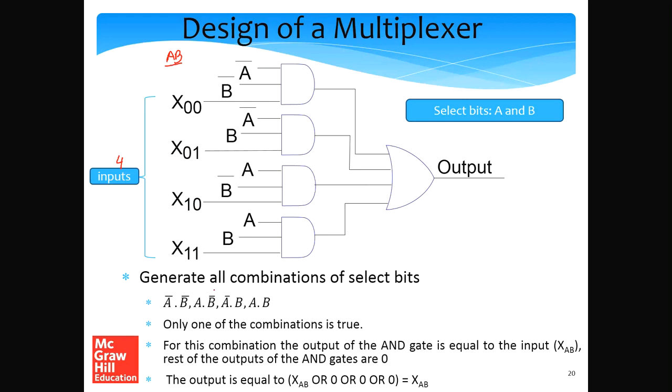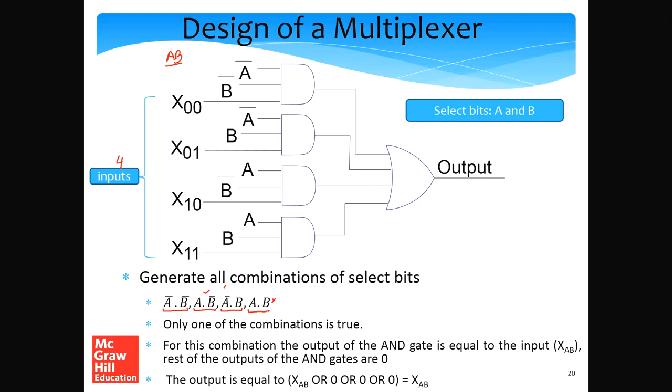So what we do is generate all the combinations of the select bits. The 4 combinations are A bar and B bar, A and B bar, where B bar means the complement of B, A bar dot B, and A B. So we are generating all the combinations of select bits. Only one of the combinations will be true for any value of A and B. For example, if A is 1 and B is 1, only this combination will be true. If A is 1 and B is 0, then only A dot B complement will be true.